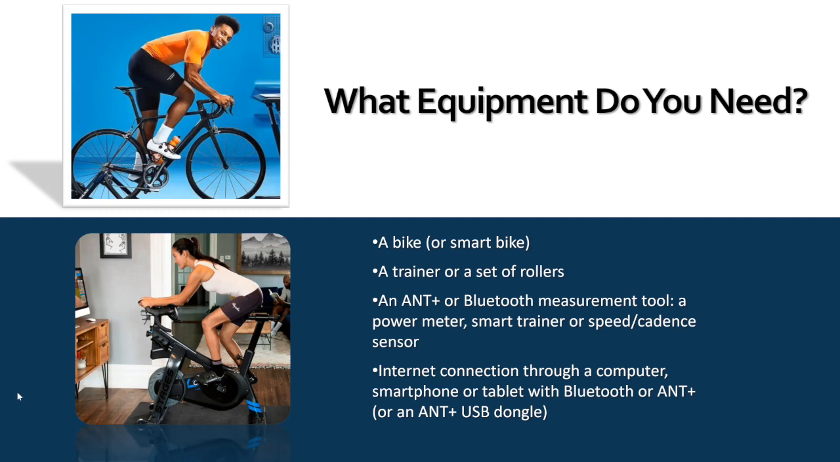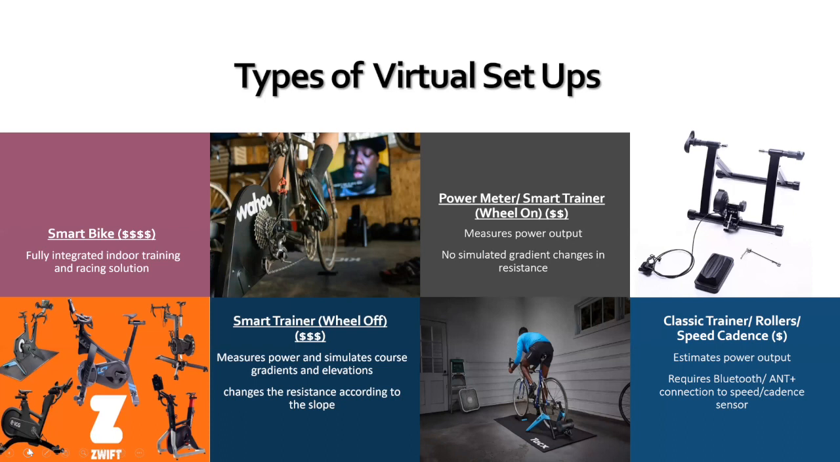In addition to that, there are going to be several setups that you'll need, and I'm going to walk you through what each of those setups are. Here you'll see in the slide specifically, I start with the smart bike. The smart bike, and you'll see I've got $4 signs there. That's because it's a bit more expensive. It is the priciest option of setting up to be able to get on to Zwift. But what it does offer is a fully integrated indoor training and racing solution. It's pretty much plug and play.